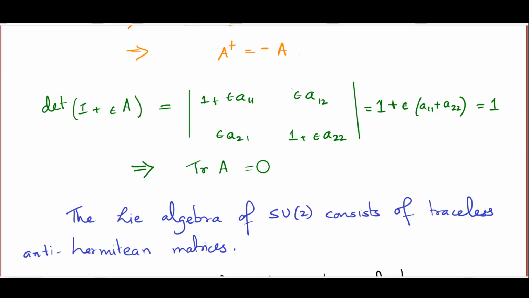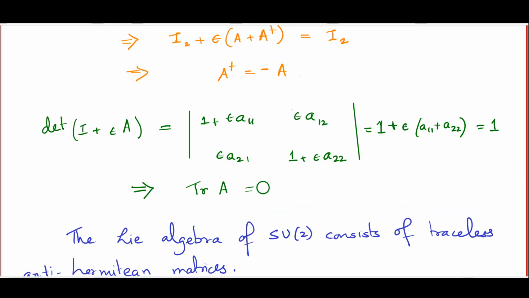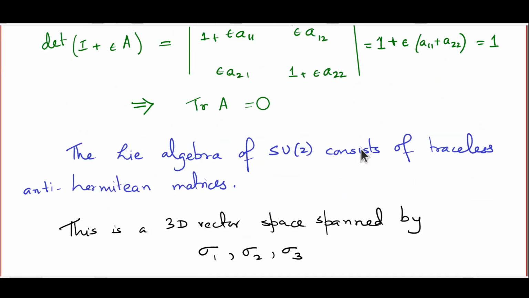And the set of traceless anti-Hermitian matrices forms a vector space which is spanned by the three matrices iσ1, iσ2 and iσ3.